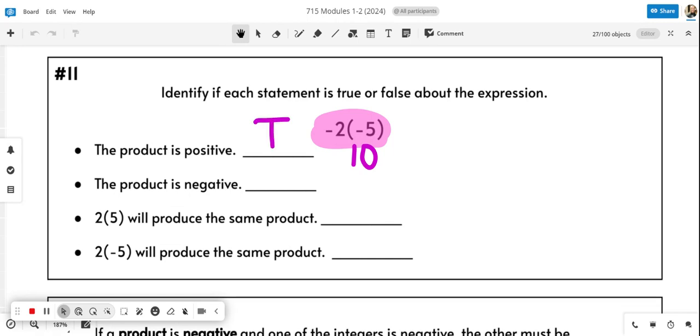The product is negative. Well, it can't be positive and negative. 2 times 5 will produce the same product. So that's positive times positive, which will also be positive. 2 times -5 will produce the same result. Well, I only have one negative, so different sign, so that would result in a negative. So that is false. We are almost there.